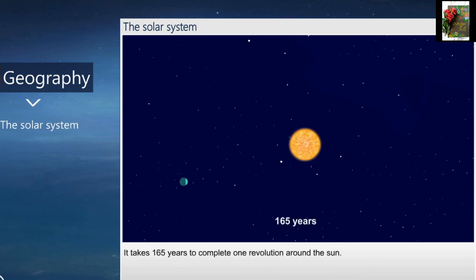It takes 165 years to complete one revolution around the Sun. Neptune has 13 satellites.